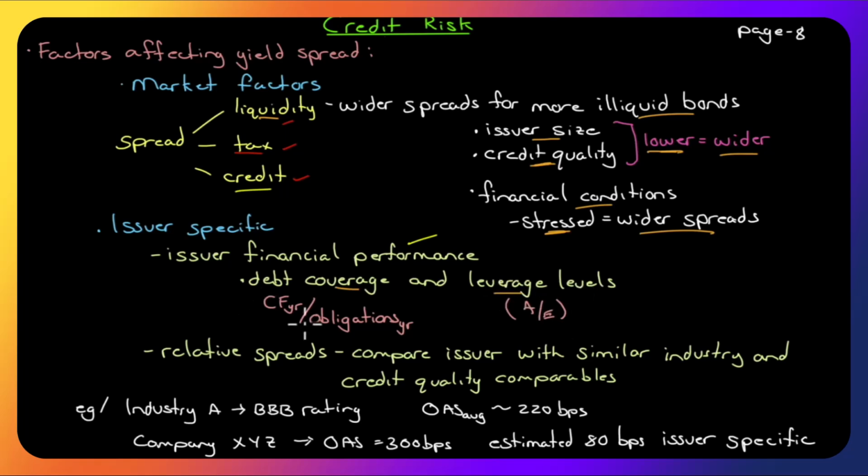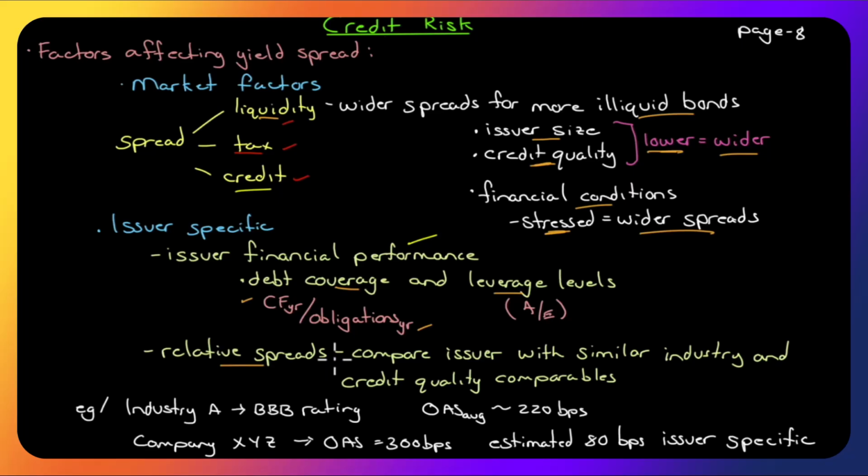Coverage ratios, I've just put it in terms of cash flow per year divided by obligations per year. So your cash flow could be EBITDA, could be EBIT, could be cash flow from operations. Your denominator could be just interest payments for the year, or it could be a debt service coverage ratio, for example, where it's interest payments, principal payments, plus lease payments for the year.